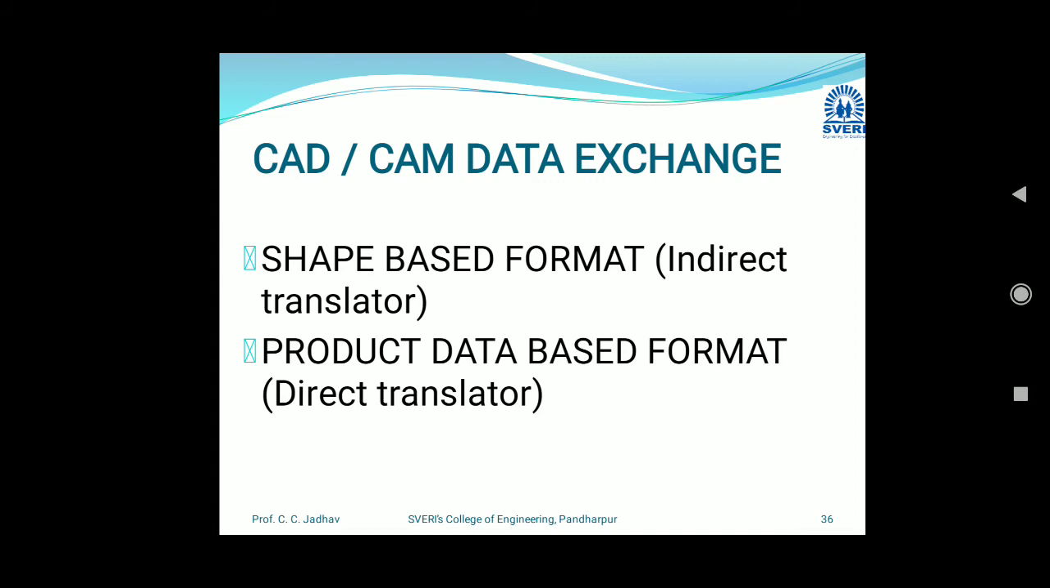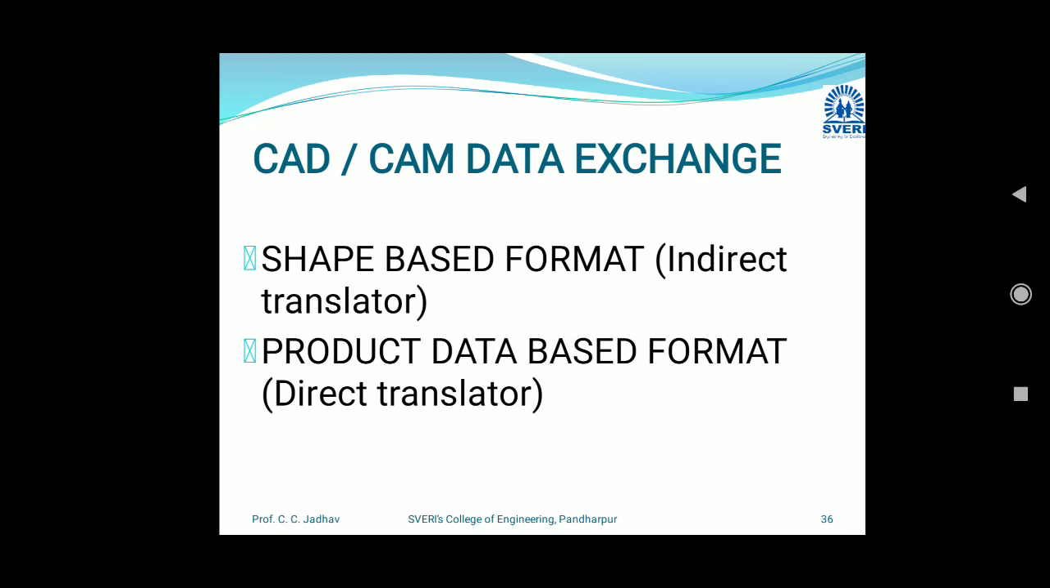So the next point is data exchange. We are exchanging data in a CAD/CAM system. How that works, we are going to see. There are two types of CAD/CAM data exchange. First, shape based format, that is the indirect translator, and product data based format, that is the direct translator. So there are two main types in CAD/CAM data exchange.